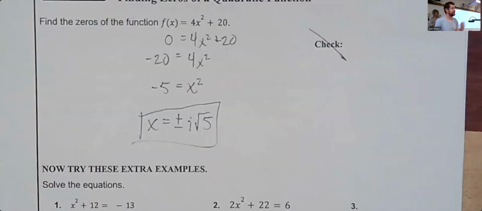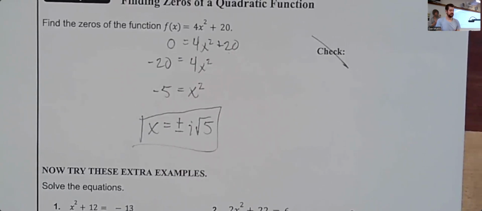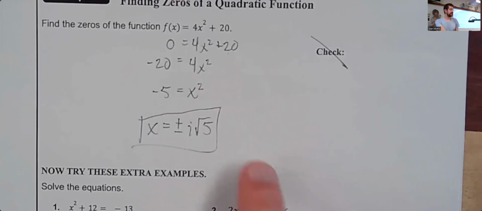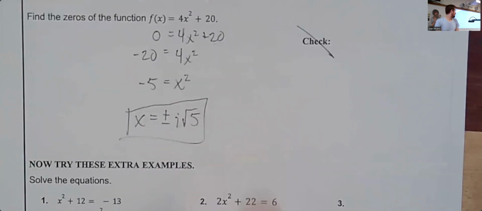Don't worry about the check step. Any questions on that one? Positive and negative i root 5. Cool. 5 more problems, then we're done. Very quick day of notes. So lots of work time today, lots of work time tomorrow. Anybody need more time on this example? Okay, I'm gonna go ahead and scoot it.